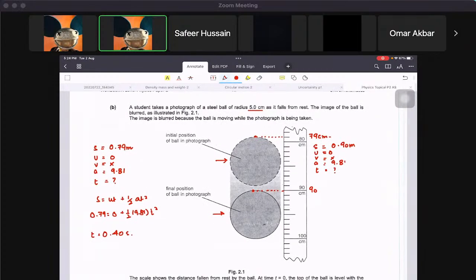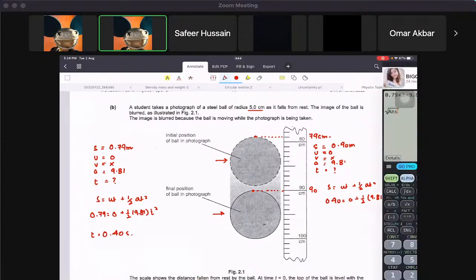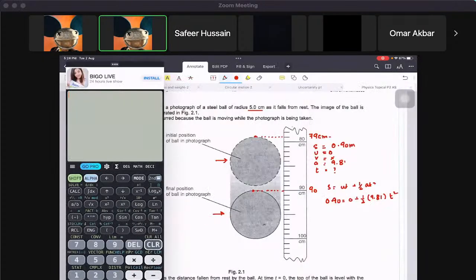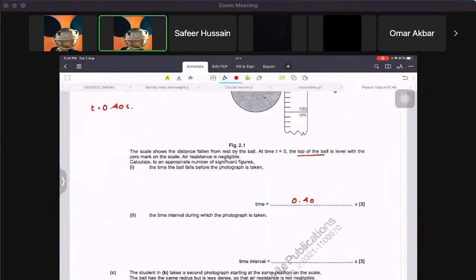Now this will be s equals ut plus half a t squared. This is 0.90. This is going to be 0. This will be half. This will be 9.81, and now we're going to find t squared. So pull up the calculator, and 0.90 times 2 divided by 9.81 and square root of the answer. So t would be 0.43. So I'm going to write 0.43.